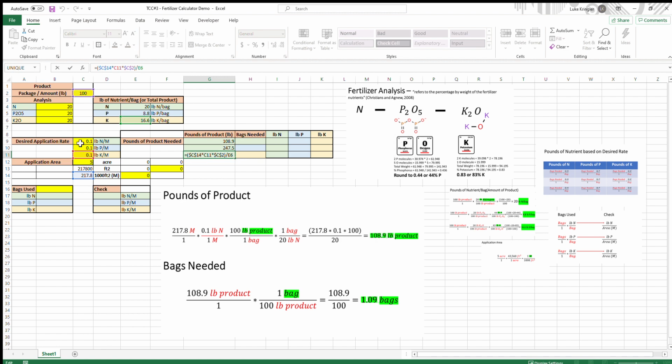It allows these 3 cells to move, but locks the pounds per bag and the area because those values don't change. So that's a little bit of a shortcut, so you don't have to type this formula in a second time or third time. So I'm just going to get my colors back.